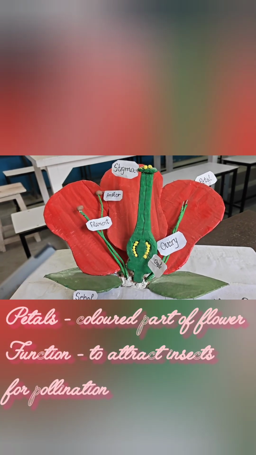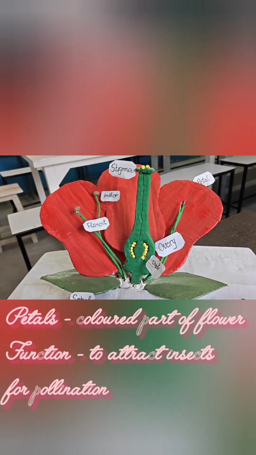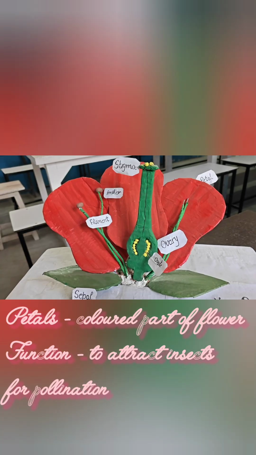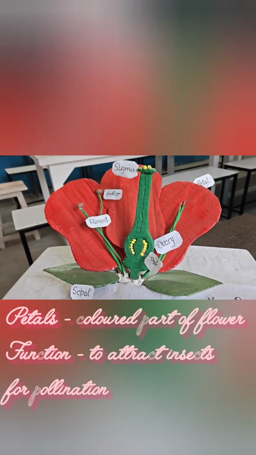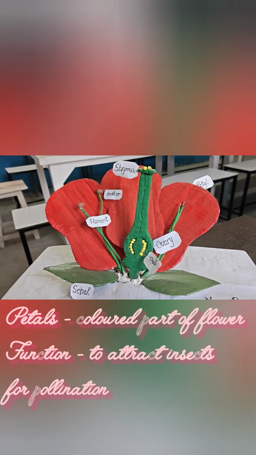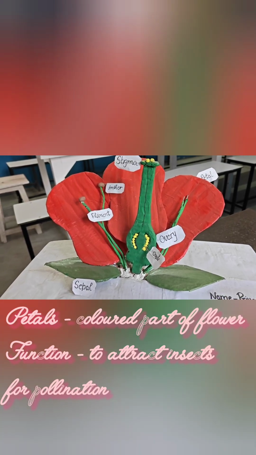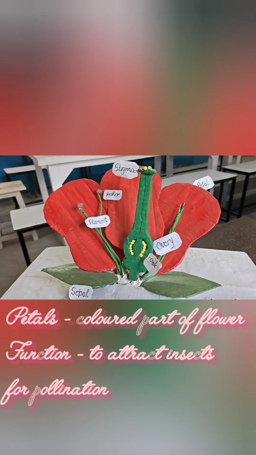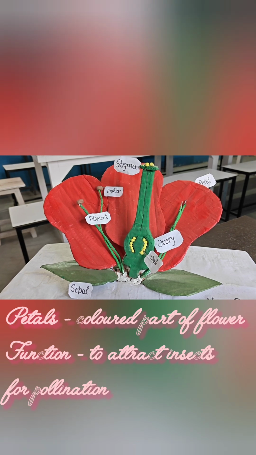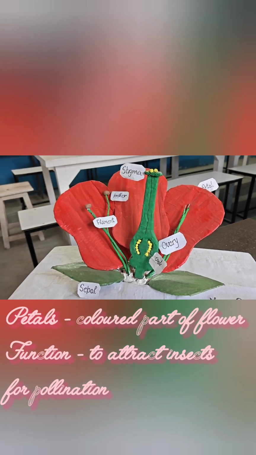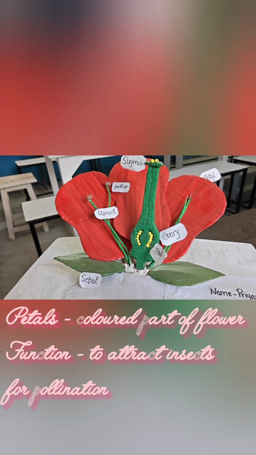Here, this colored part, which is very essential to attract the insect, and that leads to the process that is pollination. So the function of this petal is to attract insects for the further process of pollination.